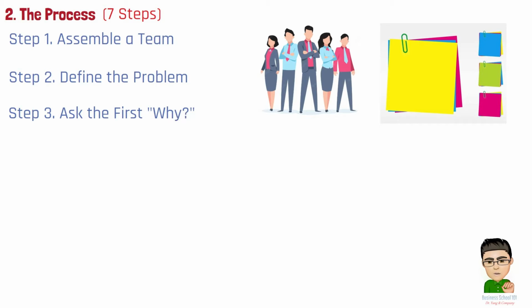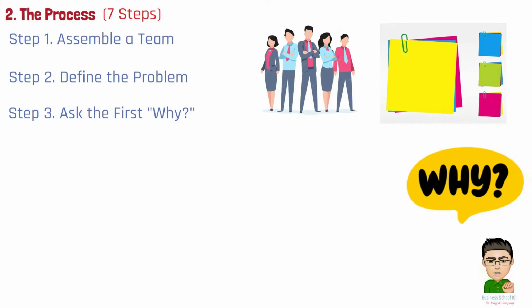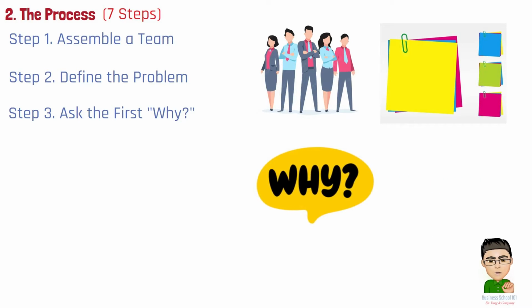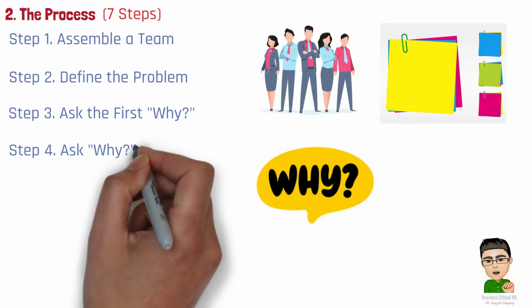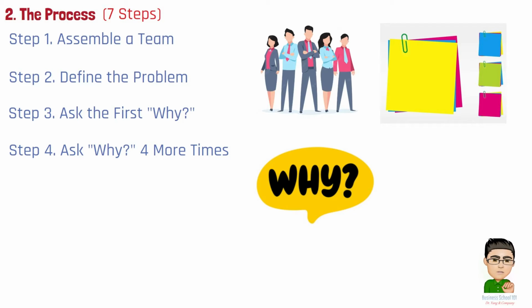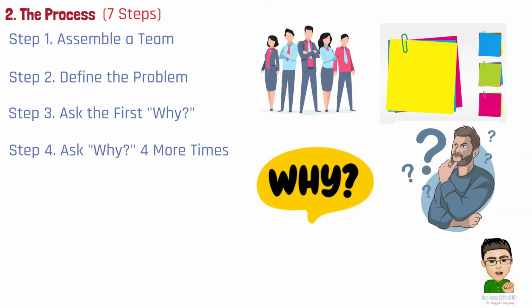Step 3. Ask the first why. Ask your team why the problem is occurring. Please record their answers as succinct phrases, rather than as single words or lengthy statements. For example, saying volume of calls is too high is better than a vague overloaded. Step 4. Ask why 4 more times. For each of the answers that you generated in Step 3, ask 4 further whys in succession. Each time, frame the question in response to the answer you've just recorded.